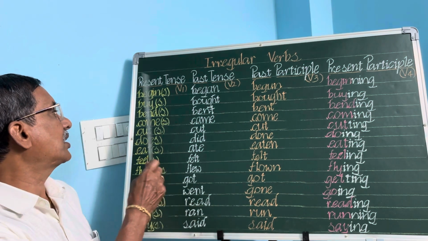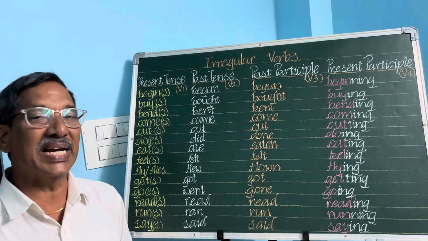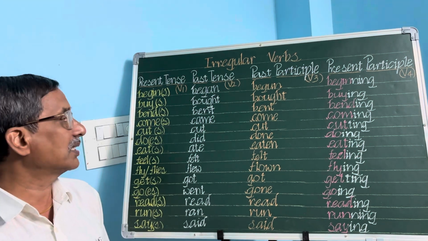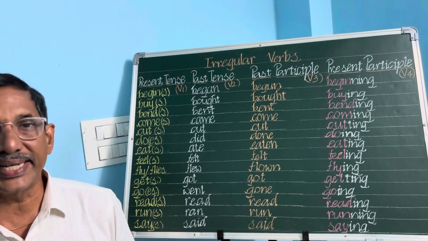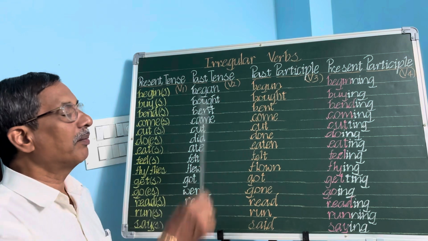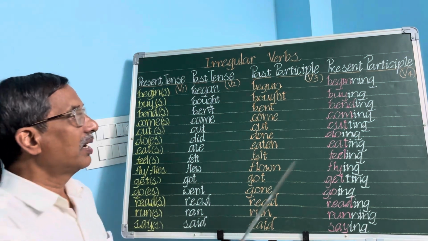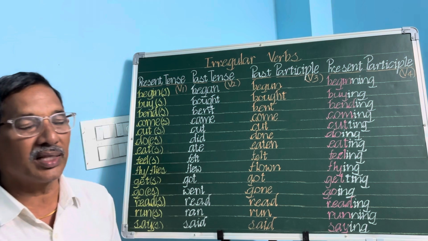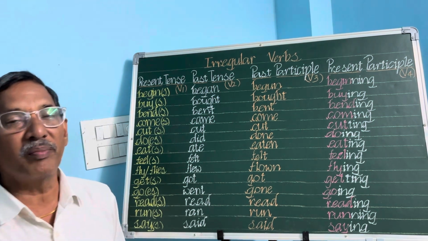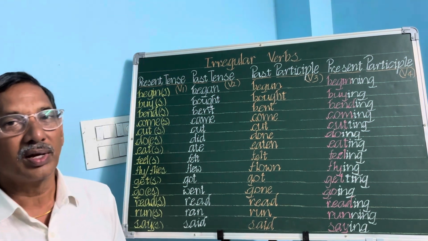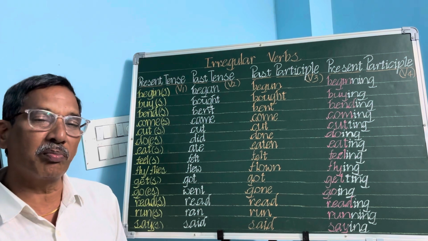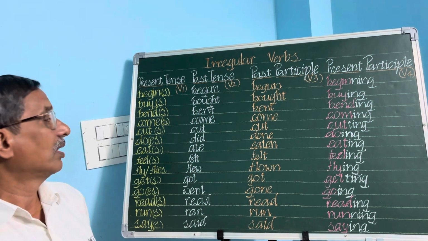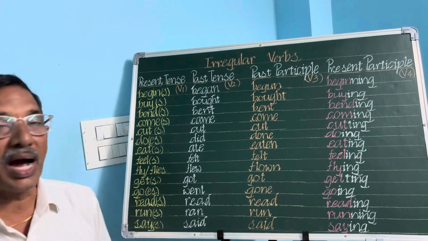See the next one, bend. Bend and bends, present tense forms. And bent. Again, bent, past participle. And bending, by simply adding ing. The rule is unchanged. Formation of V4 or present participle is the same for both the regular and irregular verbs.